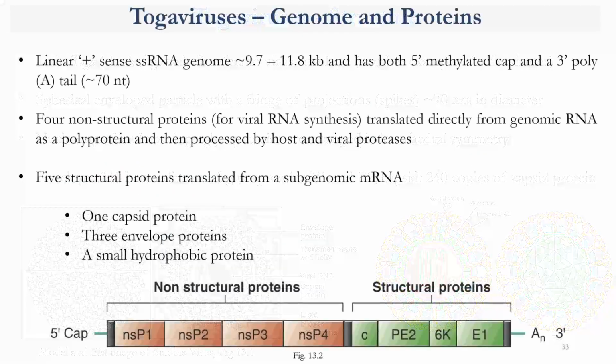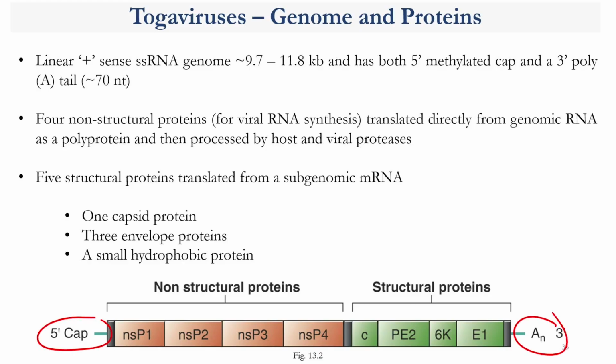All right, again, let's look at the genome. You have your linear, positive-sense, single-stranded RNA genome, anywhere from about 10 to 12 kilobases, with a 5' cap and a poly A tail. So it resembles a cellular mRNA, okay? It encodes 4 non-structural proteins, so your NSPs 1 to 4, and then you have 5 structural proteins. So you have four non-structural proteins and 5 structural proteins.